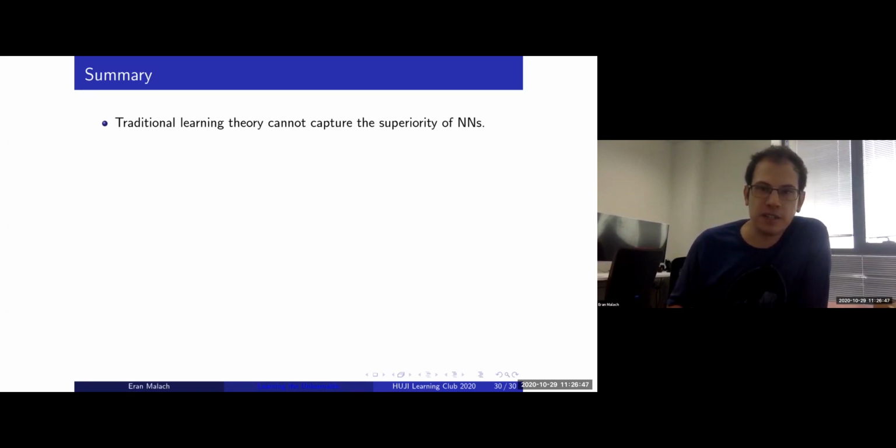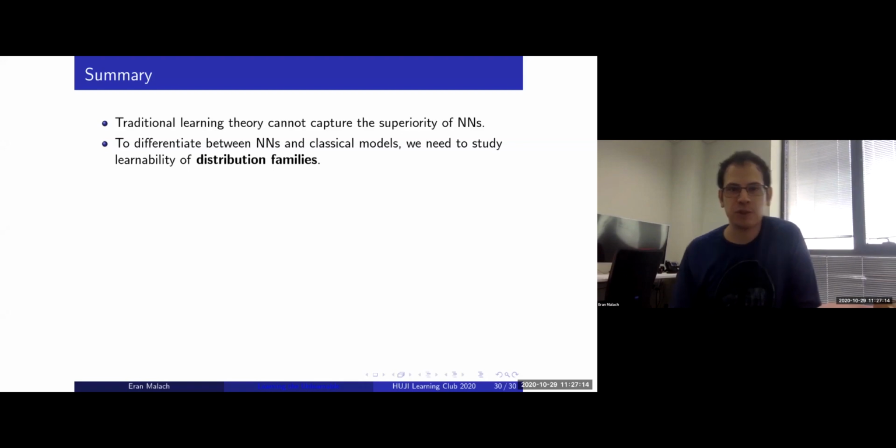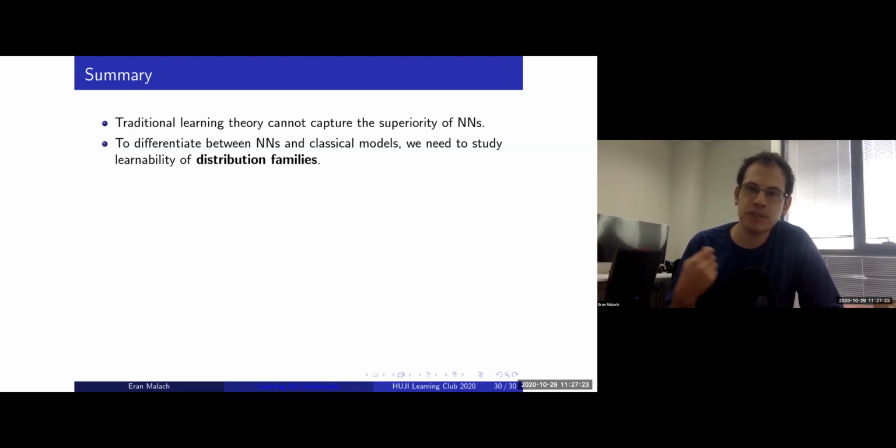Okay, so I'll just summarize, and if you have questions, feel free. Again, traditional learning theory, as we defined in the beginning of this talk, cannot really capture what's so good about neural networks. Classical learning theory doesn't see neural networks as especially good, even worse. It sees them as an unlearnable creature and says just don't use it. So if you want to see the difference between neural networks and classical models of learning, we really need to focus on learnability of distribution families, because if we're only concerned with learnability of function classes or of neural networks, then everything is unlearnable.